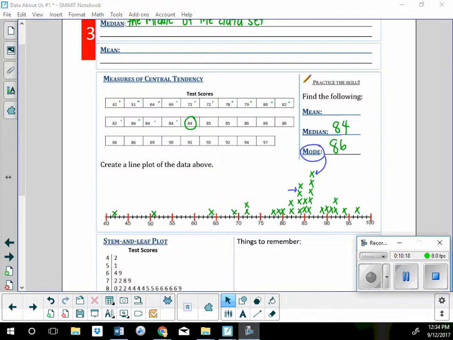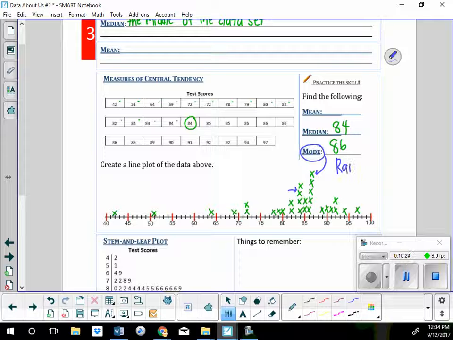There's one more thing I want to talk to you guys about. That's your range. How do we find our range? Who remembers how to find our range? Maggie? Is our range 50? How'd you get 50? Because 50 is half of 100. Okay. That's not how we would find our range. That is half of 100. That's not how we would find our range.